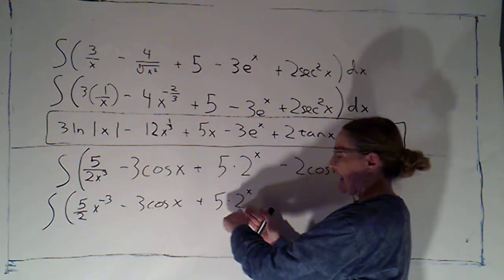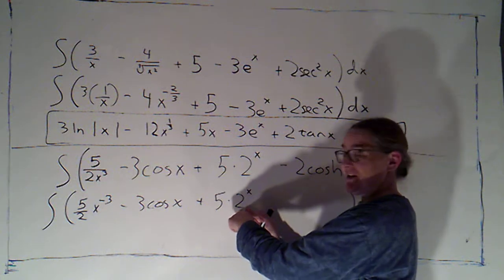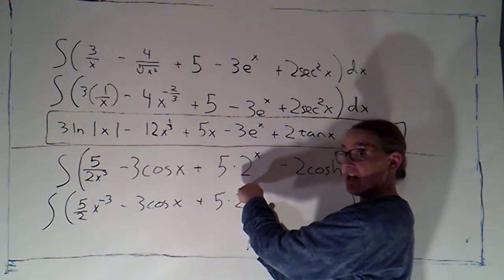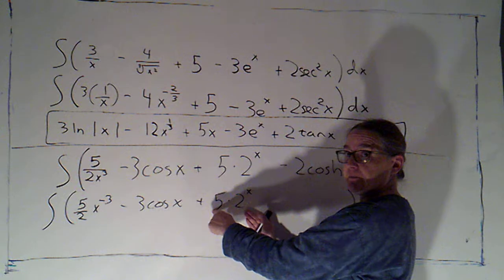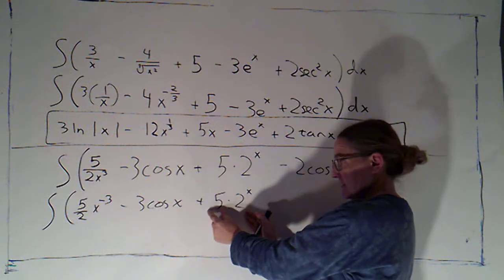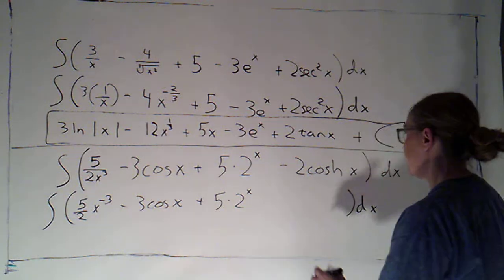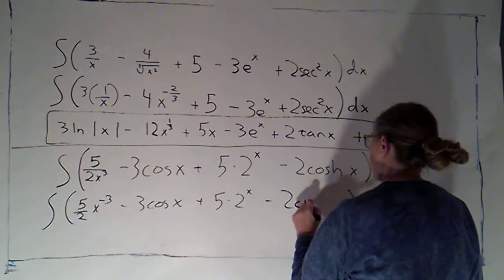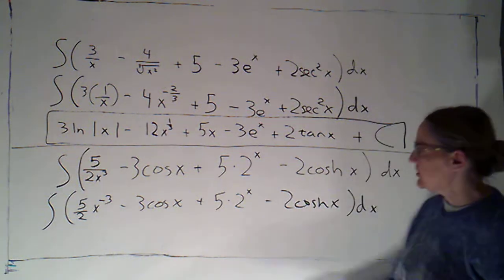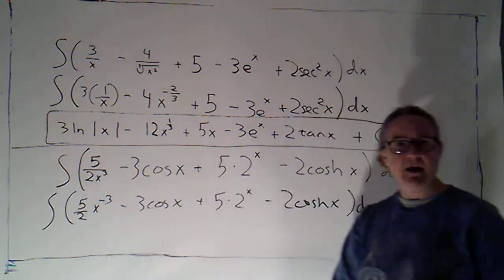Notice here I cannot multiply the 5 and the 2 because order of operations says I would exponentiate before I would multiply. So 5 is my constant coefficient, and then 2 to the x is the function I will integrate. And then minus 2 cosh of x. So really the only piece we needed to rewrite was this one right here.